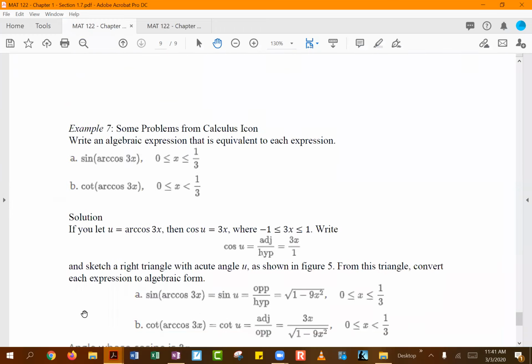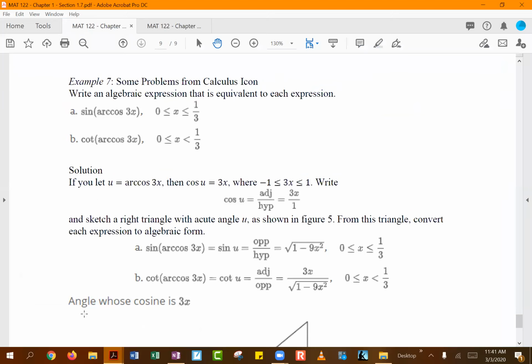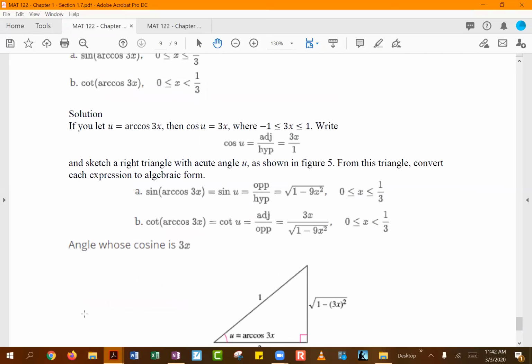Okay, so these are going to be somewhat similar, but here they're asking us to just write the equivalent of each of these expressions. Here they're giving us sine of arc cosine of 3x, and they're restricting x between 0 and 1/3, including the endpoints. So let's look at that part first. Start with that u substitution again. We take the inside composition, arc cosine of 3x, and set it equal to u. Using the property of inverse functions, cosine of u comes out to be 3x.